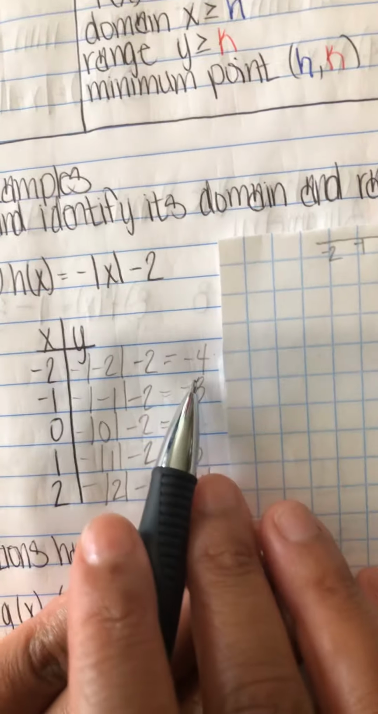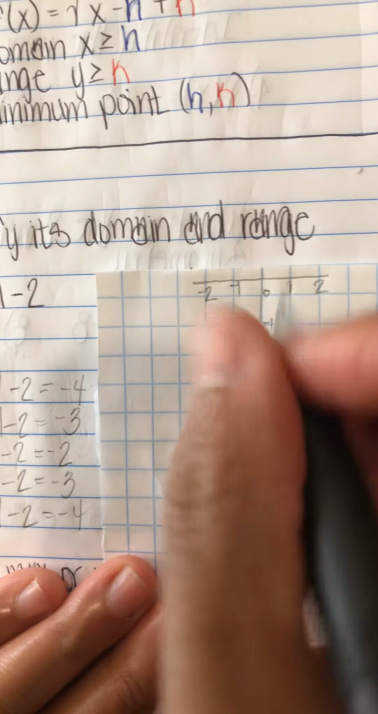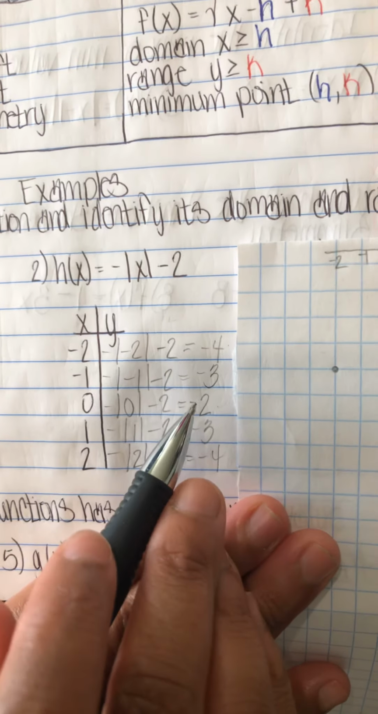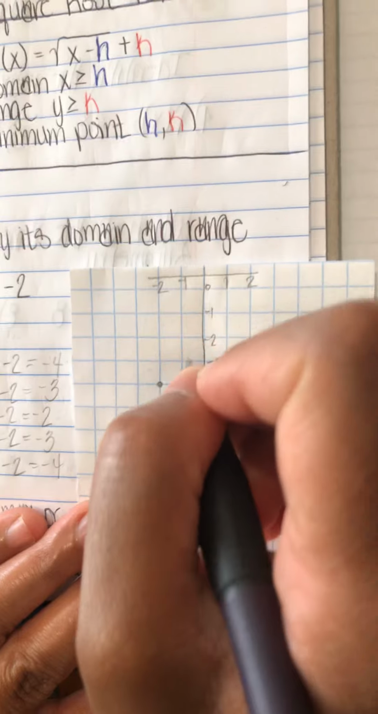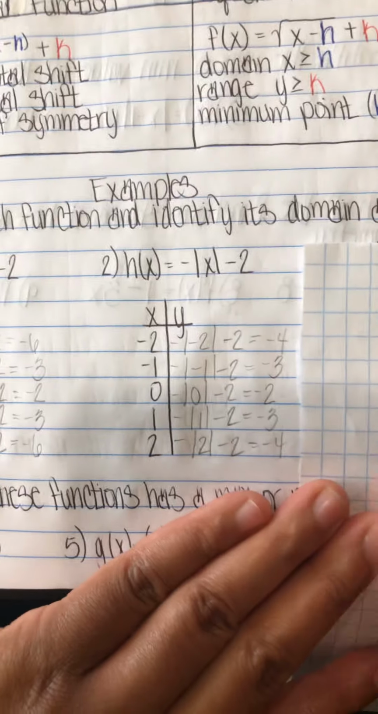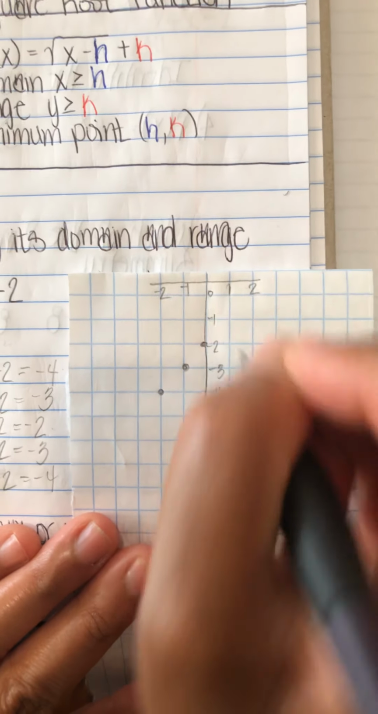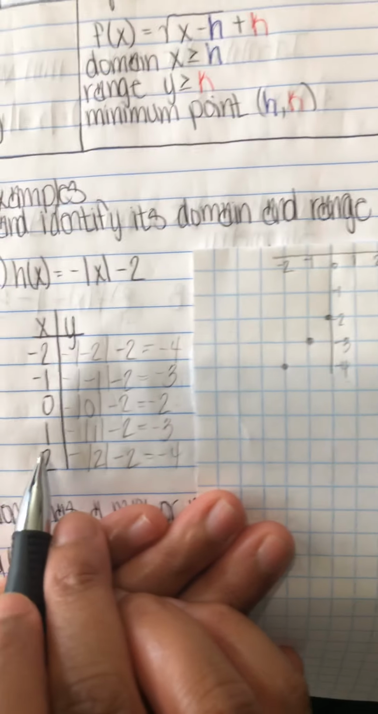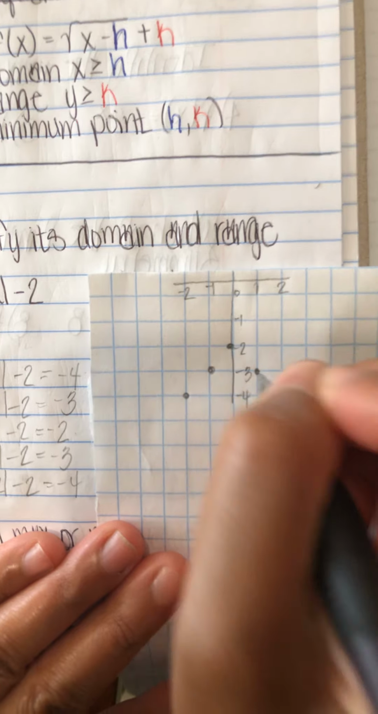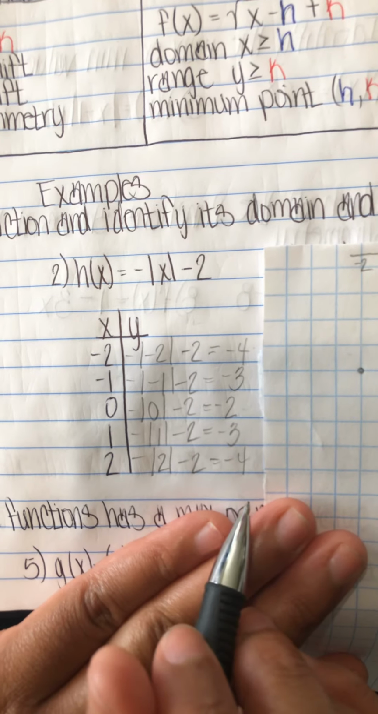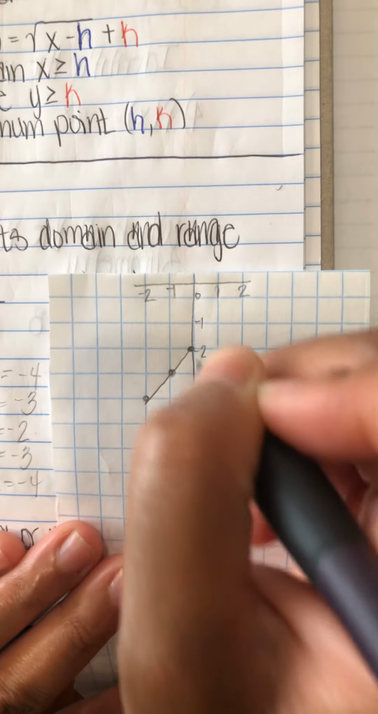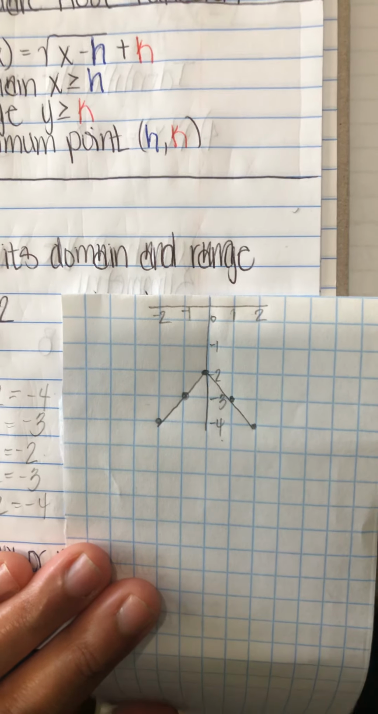All right, my first number. I have -2, -4. So I'm going to go to -2, -4, make my point. Next one, -1, -3. I'm going to go to -1 and go down 3. Next one, 0, -2. I'm going to go to 0, down to 2. Next one, 1, -3. I'm going to go to 1, go down to 3. Next one, 2, -4. I'm going to go to 2 and then down to -4. Now remember, for absolute value, that's going to look like a V.